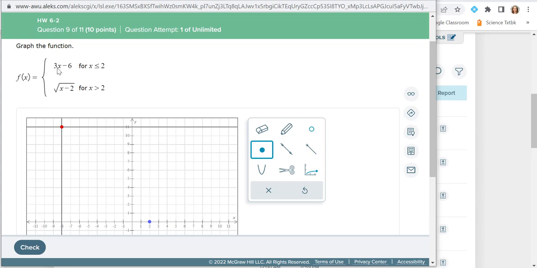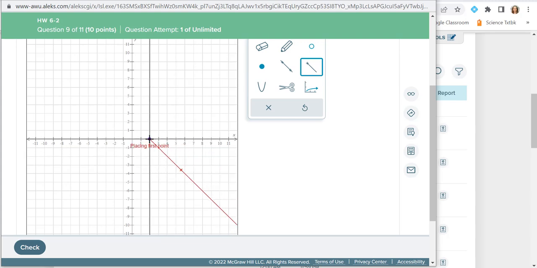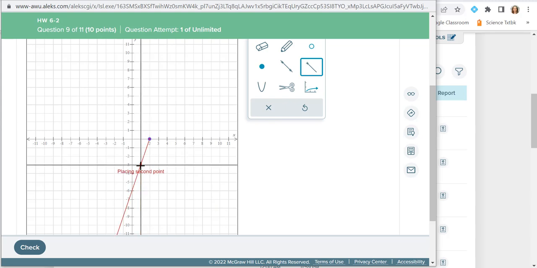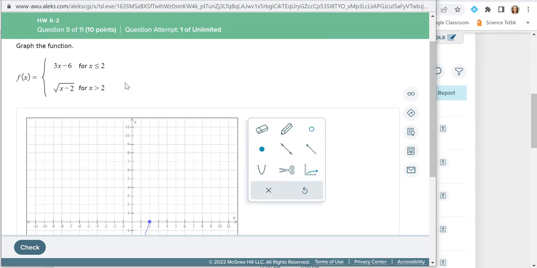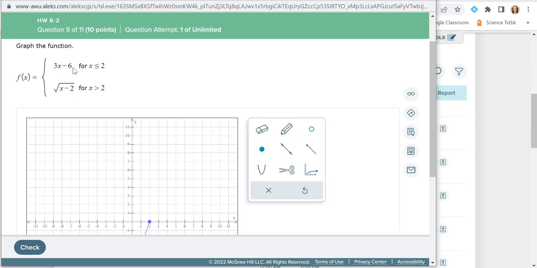Now I need to do a slope of 3. So I'm going to grab my ray and start here at (2, 0) and do a slope of 3. So I'm going to go down 3 and left 1 and put a point. Okay, let's check that out. My y-intercept is supposed to be negative 6, which it is. And if I have a slope of 3, I'm going to go up 3 and over 1. So there's that piece of my piecewise defined function.